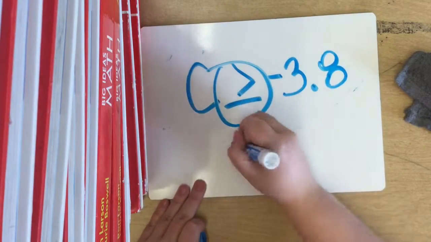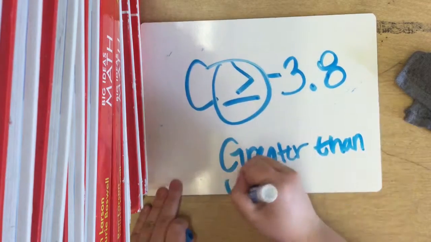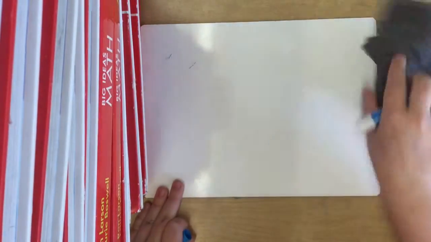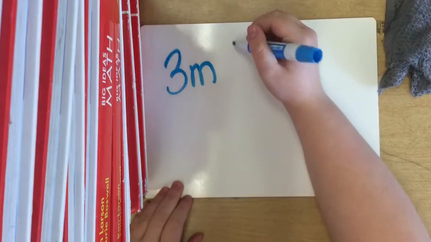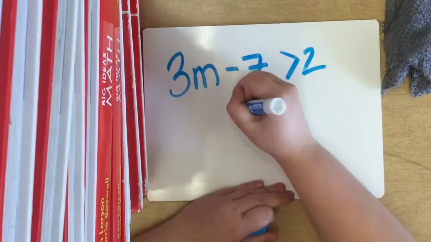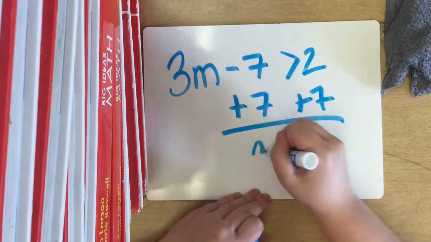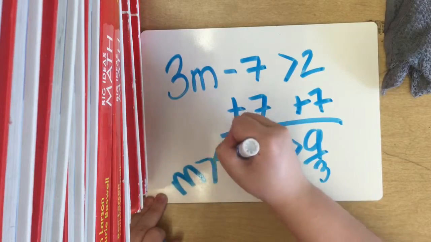Like I said before, this symbol right here is called greater than or equal to. The equal to is due to the line underneath the symbol. The example I am showing you is 3m minus 7 is greater than 2. To solve this, we add 7 to both sides, getting 9 on the one and 3m on the other. We have to divide by 3 to get m by itself and end up getting m is greater than 3.